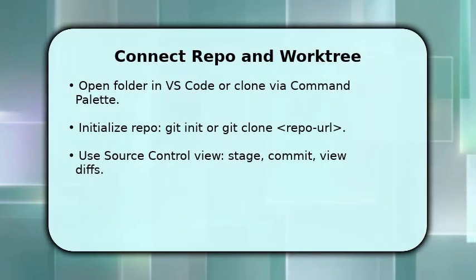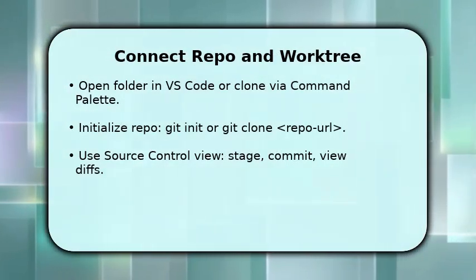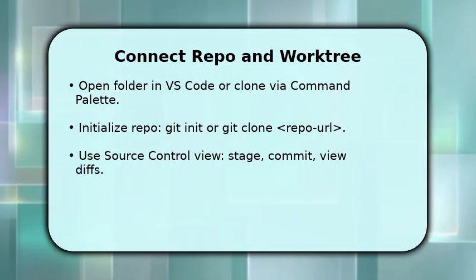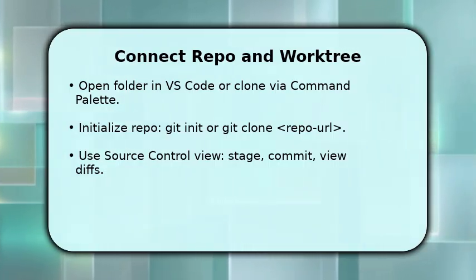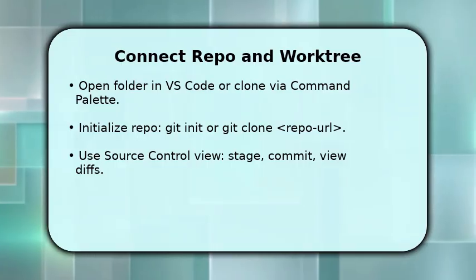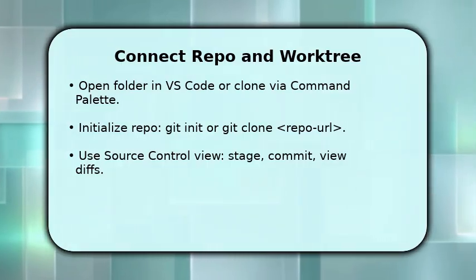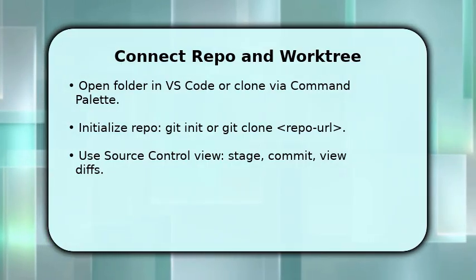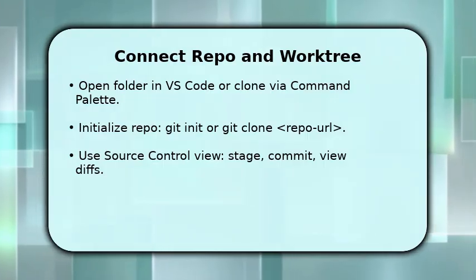Now connect your code. Open the Command Palette and choose Git: Clone if you need a remote copy, or simply open a local folder and run git init in it to start tracking. Once the folder is a repo, use the Source Control view to stage files, write commit messages, and inspect diffs. Click Changed Files to review hunks.